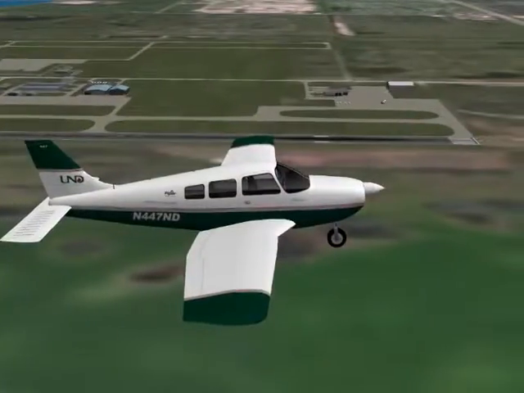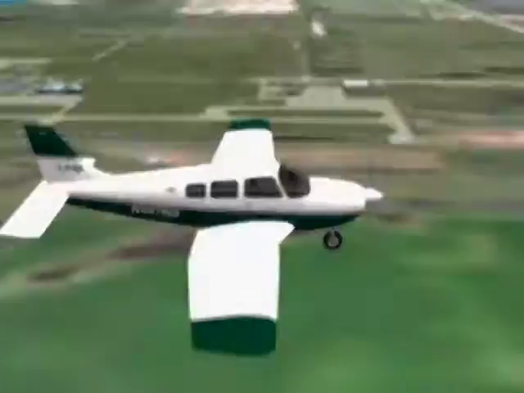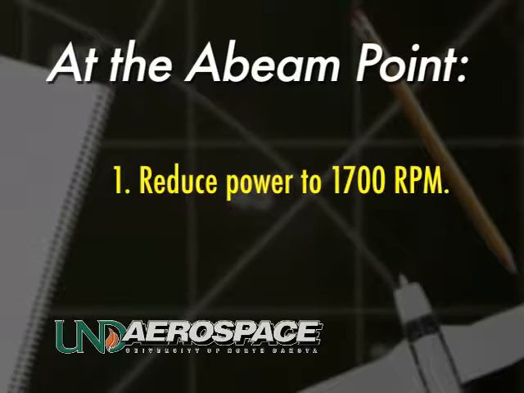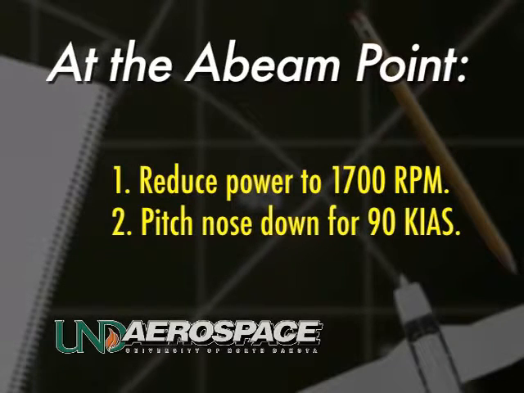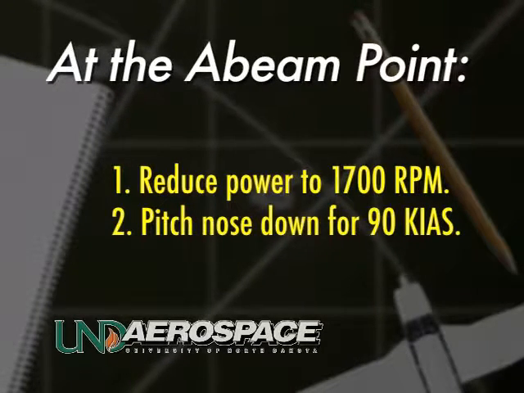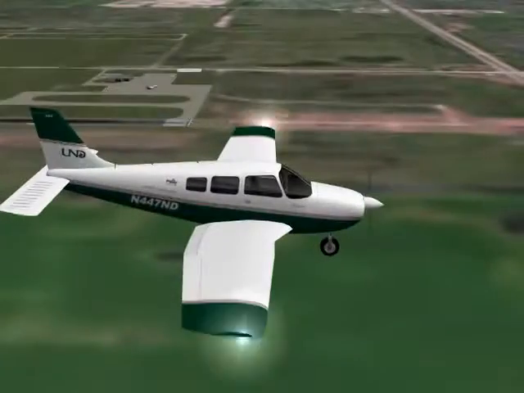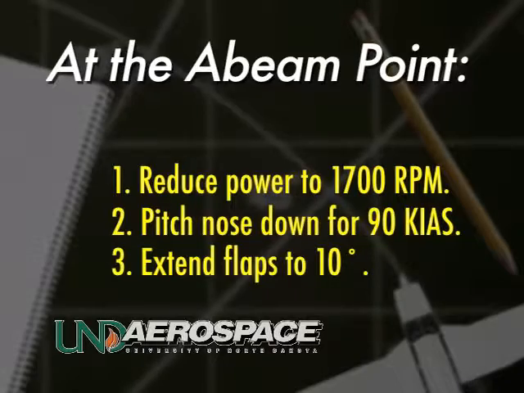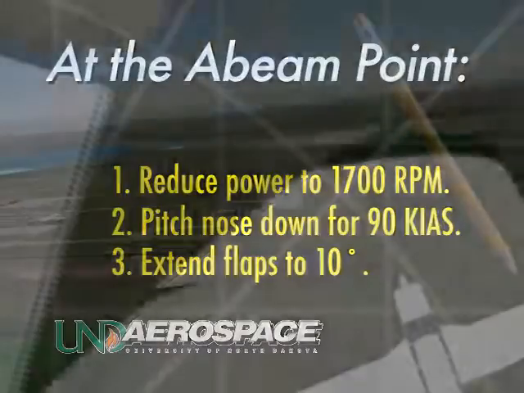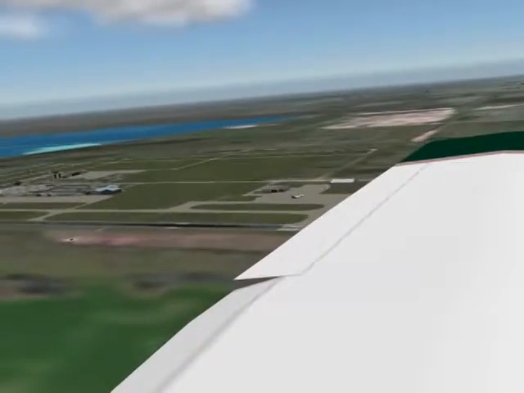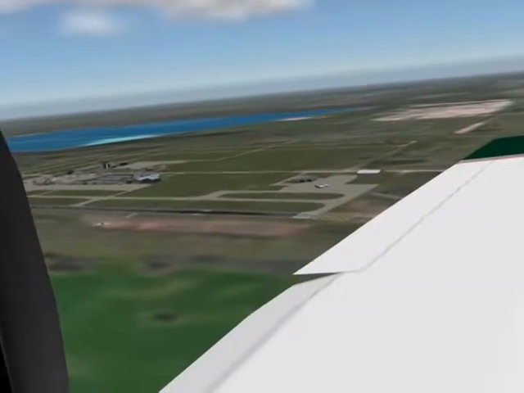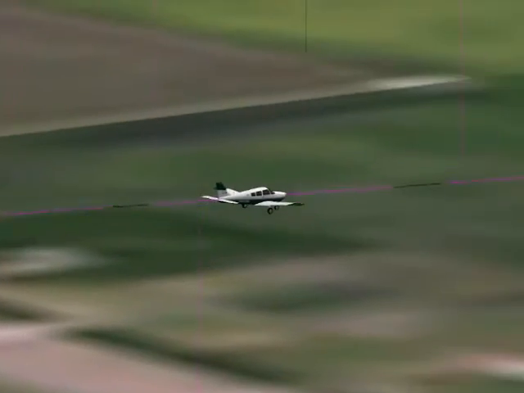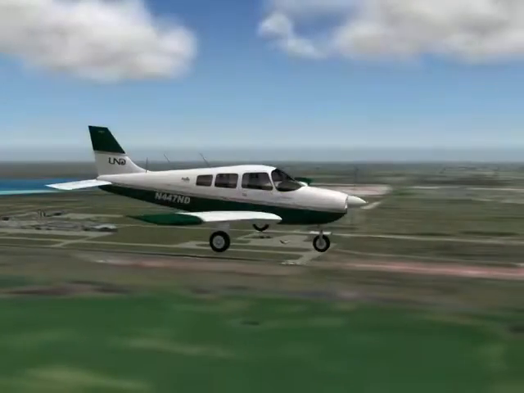At the abeam point, the pilot should first reduce power to 1700 RPM and pitch the nose down to maintain the previously established 90 knots of airspeed. As the nose is being pitched down, the pilot must also extend flaps to the 10-degree position. This combination of flaps, power reduction, and pitching for 90 knots is intended to establish the Warrior in a steady descent at approximately 500 feet per minute.